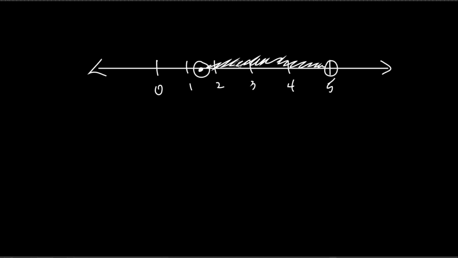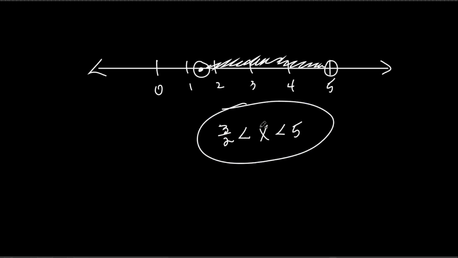So x is any number that's in the shaded region. So here's how we write it. X could be a number that's less than 5, and x could be a number that is greater than what? 1 1/2 or 3 halves. So 3 halves must be less than x. This right here is how they want you to write the answer.